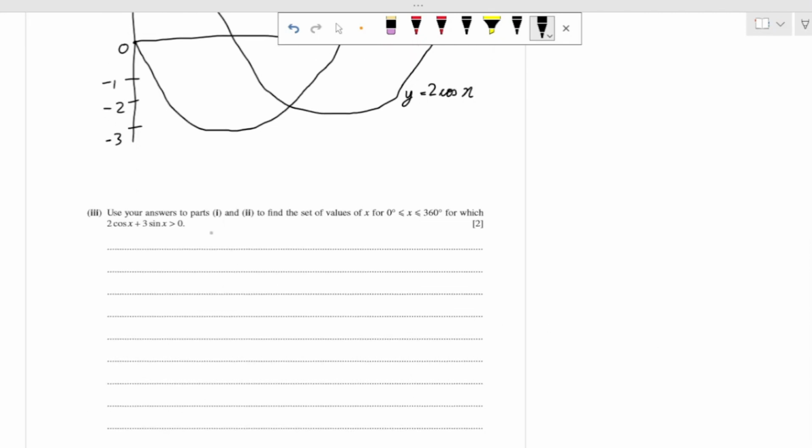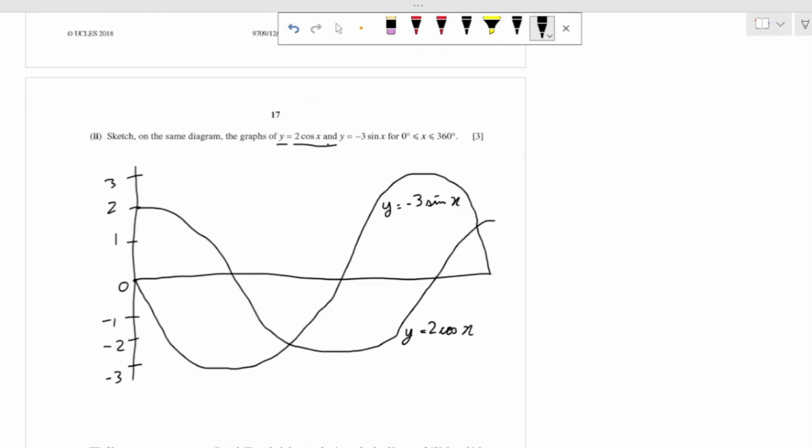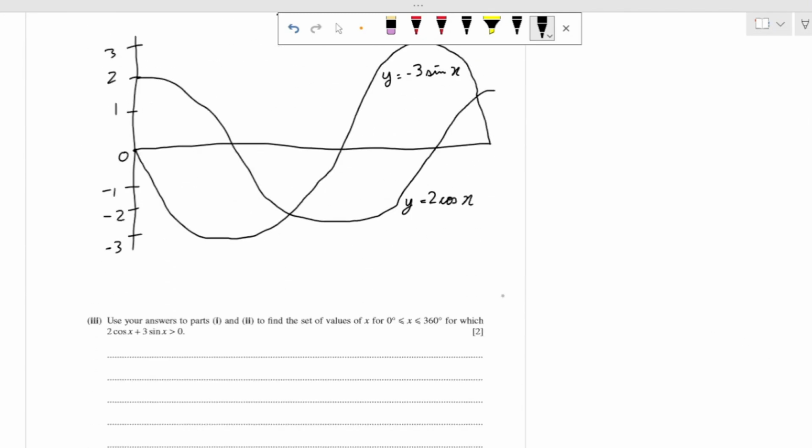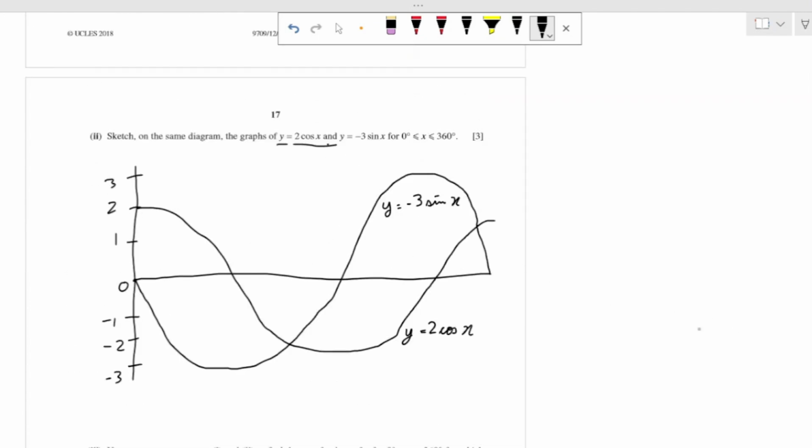Part 3. Use your answers to part 1 and 2 to find the set of values of x for which 2 cos x plus 3 sin x is greater than 0. What we found in the first question was just the values at which we would get 0. So if you substitute 146.3 and 326.3 degrees, you would get the value of 0 for the equation. They have said use answers to part 1 and 2. You can't really use part 2 as much as you could use part 1.